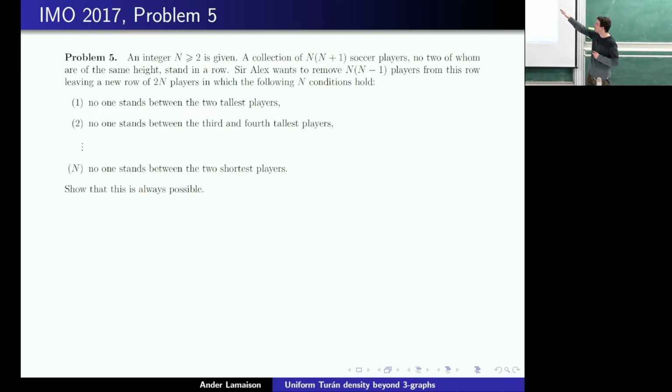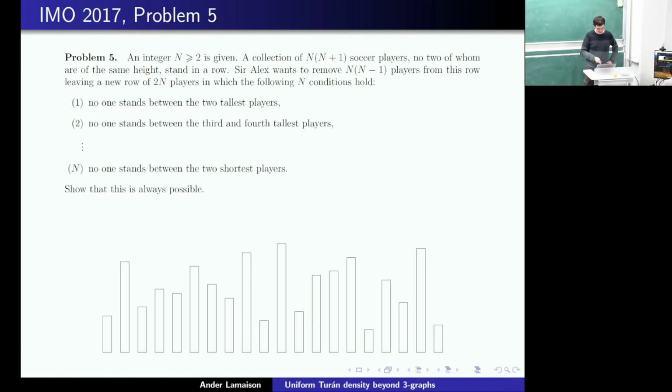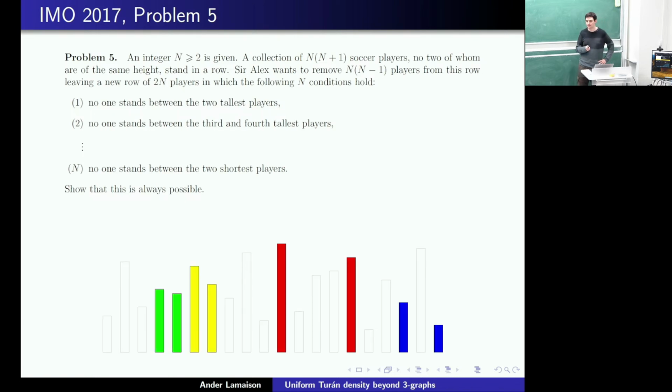We have n times n plus 1 soccer players, which are standing in a row, and no two of them have the same height. And Sir Alex, I don't know who this is, wants to remove some of those players and leave only 2n of them, with the property that the two tallest players are standing next to each other in the new row. The third and fourth tallest players are also standing next to each other in the row. The fifth and sixth tallest players are also standing next to each other, all the way down to the two shortest players, which are also standing next to each other in the row.